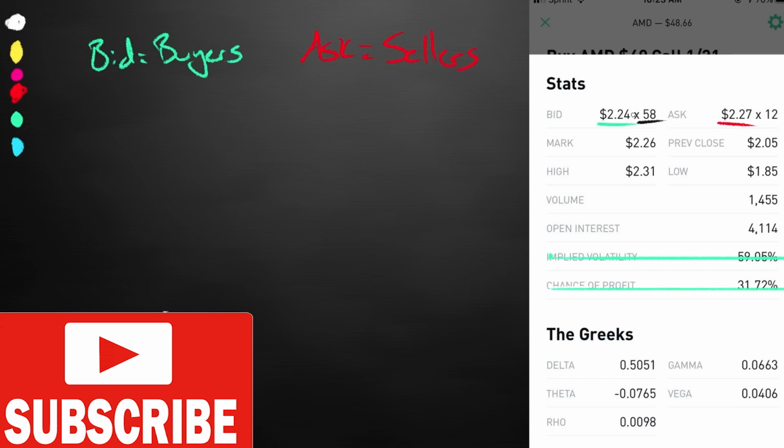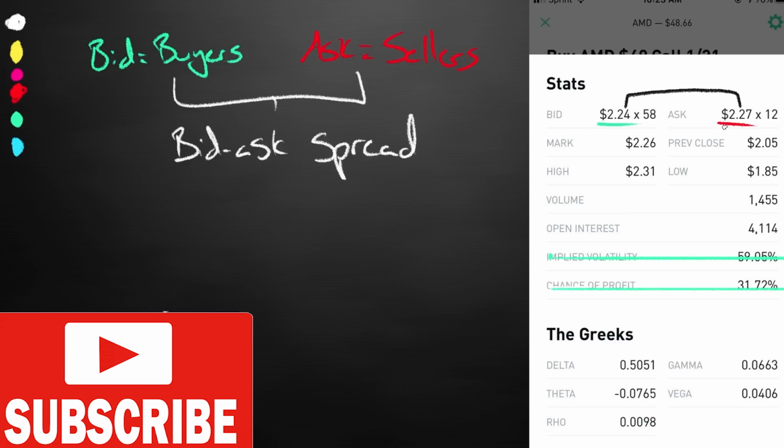Those are buy orders. There are 12 orders at the price of $2.27. Those are sell orders. That difference between the bid and the ask, the really 3-cent difference in premium, is called the bid-ask spread. So a seller has to either meet a buyer at the bid price, because that's where people are buying at, or the buyer has to meet someone at the ask price, or maybe they meet somewhere in the middle. But regardless, someone's giving up some money.